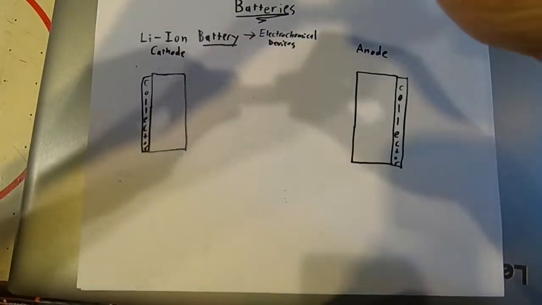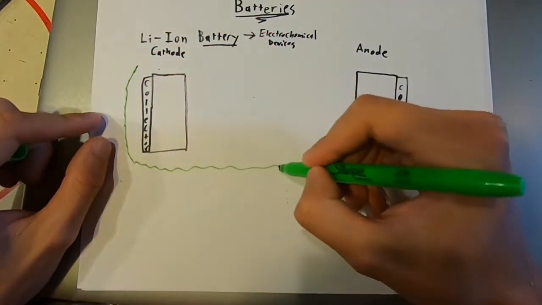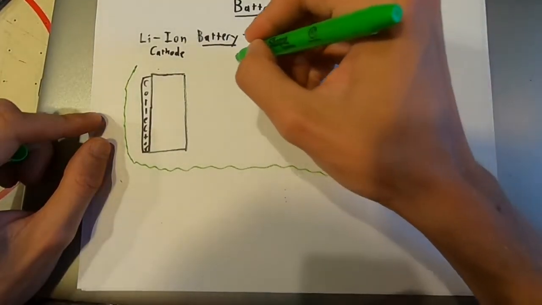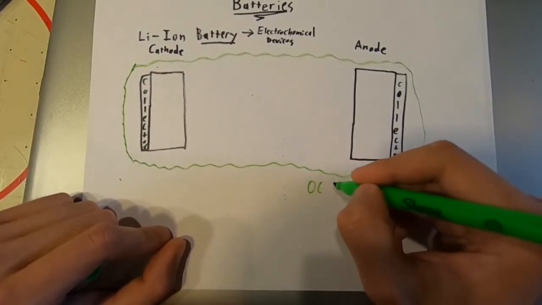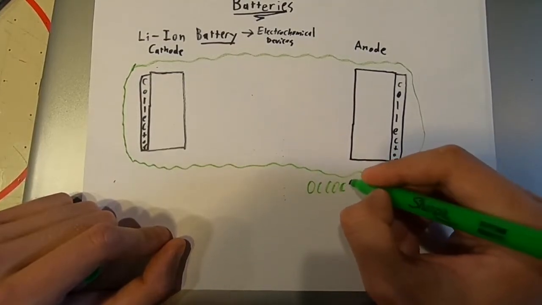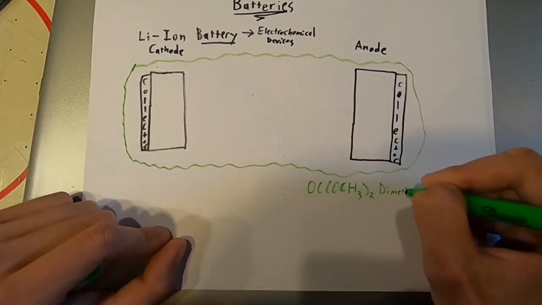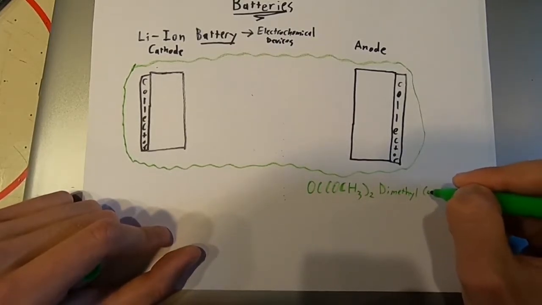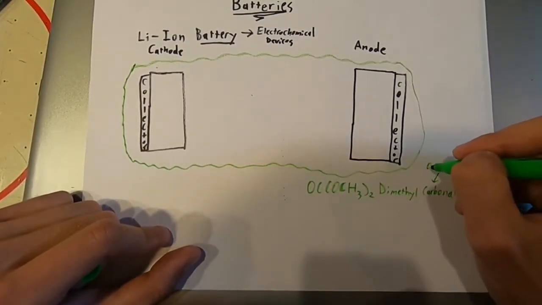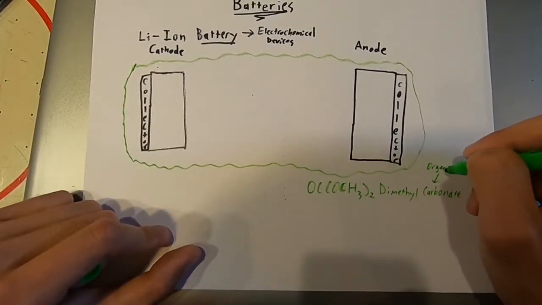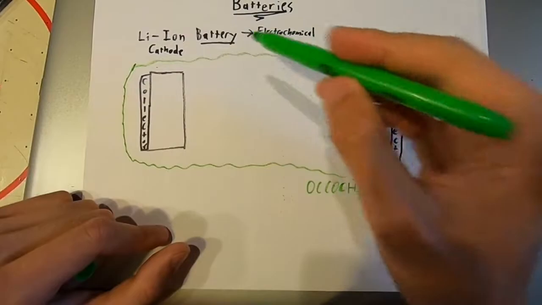Okay, and then all of this is going to be within some sort of solvent. I'll get on my green marker for this. In this case, we're going to be using an organic solvent, dimethyl carbonate, which is denoted as OCH3 twice. So this is dimethyl carbonate, which is an organic solvent because we've got carbon. This is the solvent in which our ions are going to be dissolved.